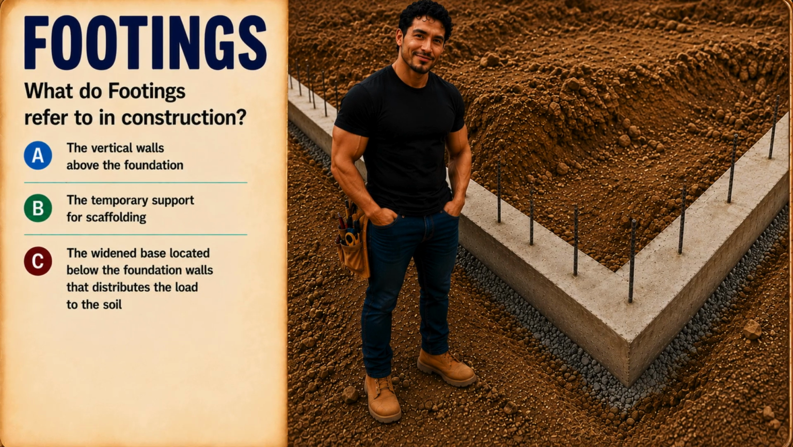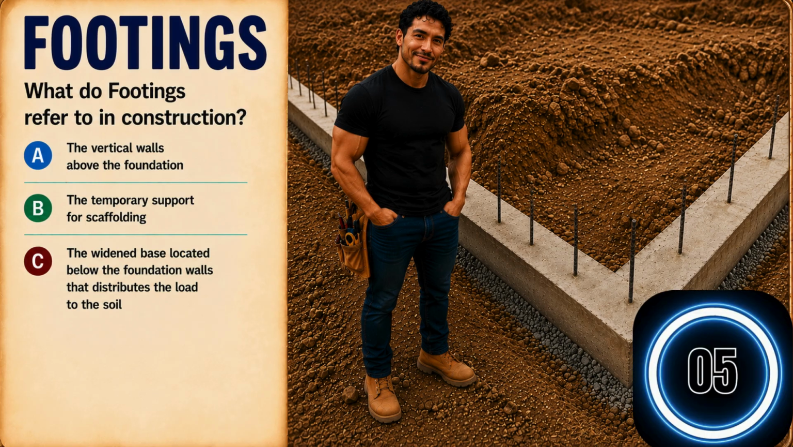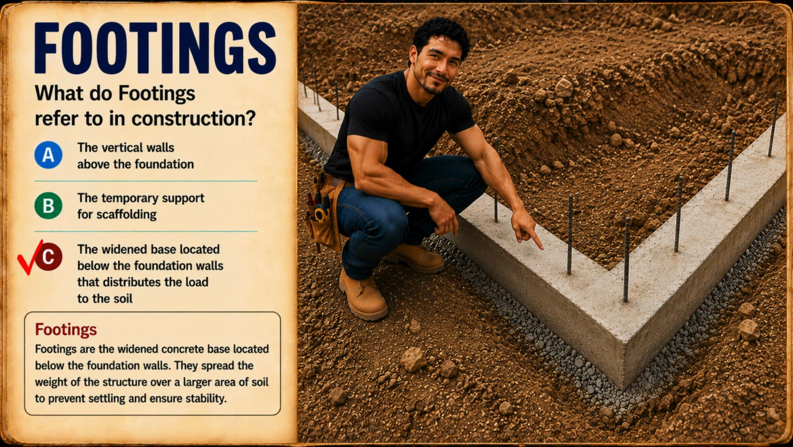What do footings refer to in construction? A, the vertical walls above the foundation, B, the temporary support for scaffolding, C, the widened base located below the foundation walls that distributes the load to the soil. The answer is C, the widened base located below the foundation walls that distributes the load to the soil. Footings are the widened concrete base located below the foundation walls. They spread the weight of the structure over a larger area of soil to prevent settling and ensure stability.